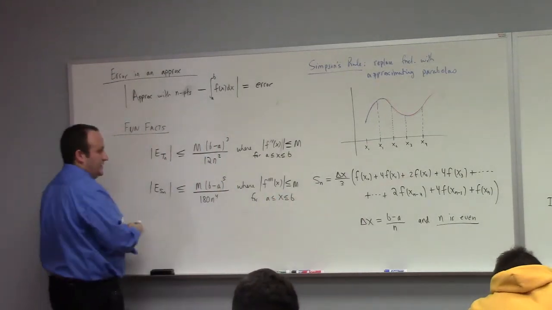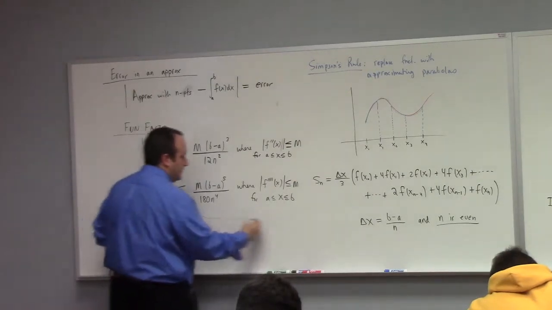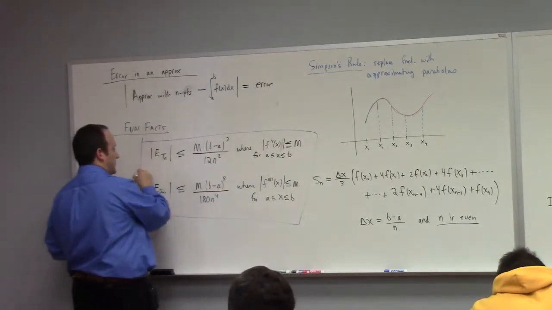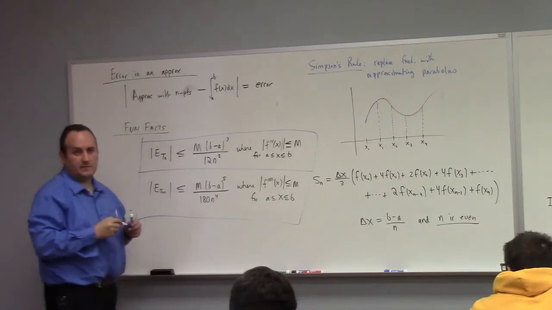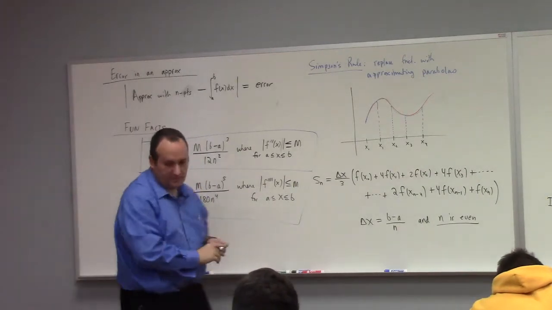So these are the error bounds in the trapezoid and the Simpson's rule. There's also an error bound for the midpoint rule. What's the error bound for the midpoint rule?